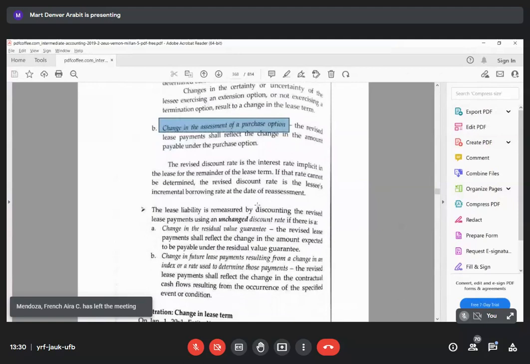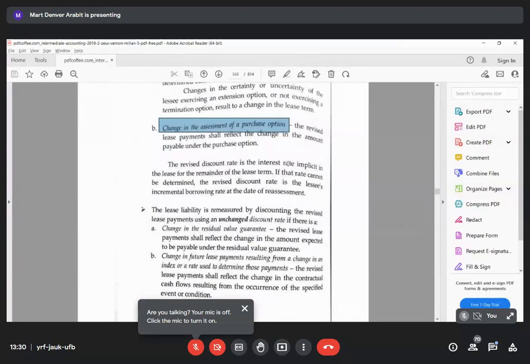Okay, so the revised discount rate is the interest rate implicit in the lease for the remainder of the lease term. So if that rate cannot be determined, the revised discount rate is the lessee's incremental borrowing rate at the date of the reassessment.